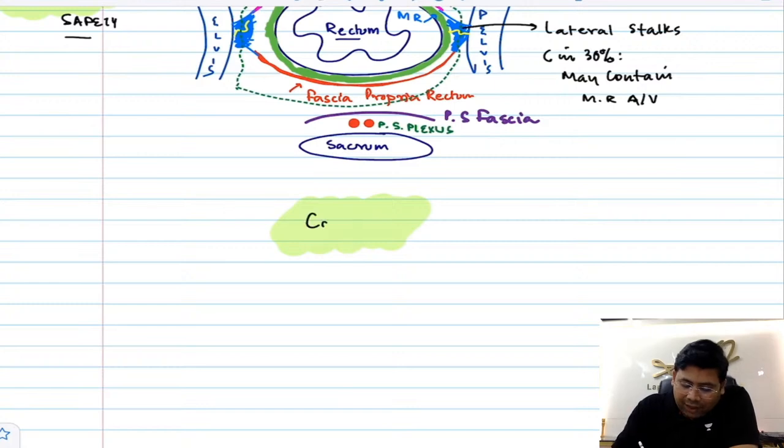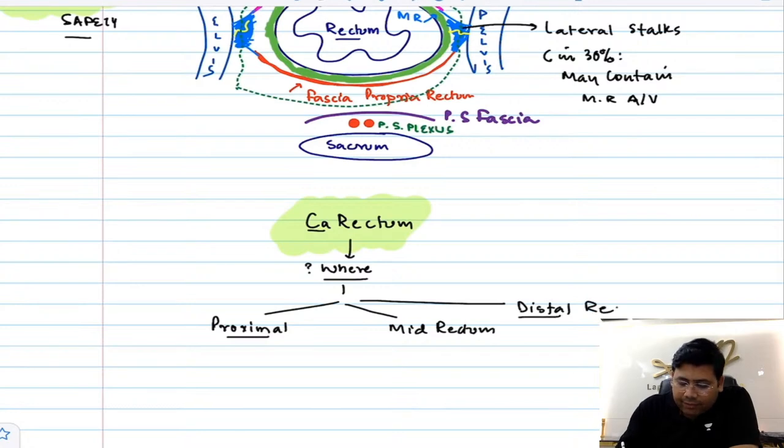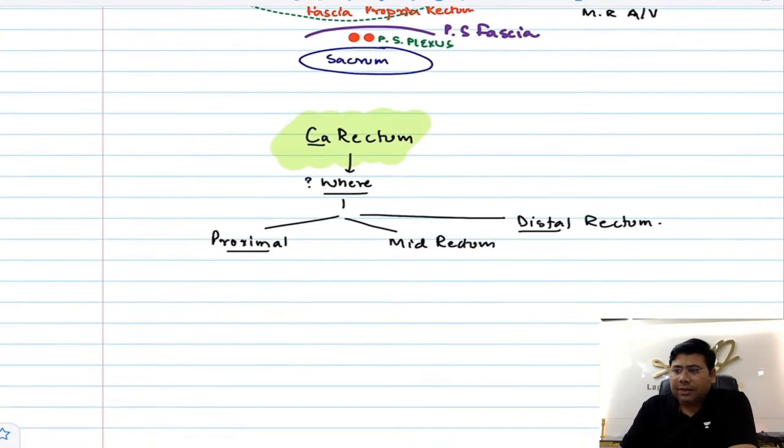So whenever we have a patient of CA rectum, you need to see where the growth is. The growth can be in the proximal rectum, in the mid rectum, in the distal rectum. I'll explain. Don't worry, Jay. I'll explain. So proximal rectum, distal rectum, and mid rectum.